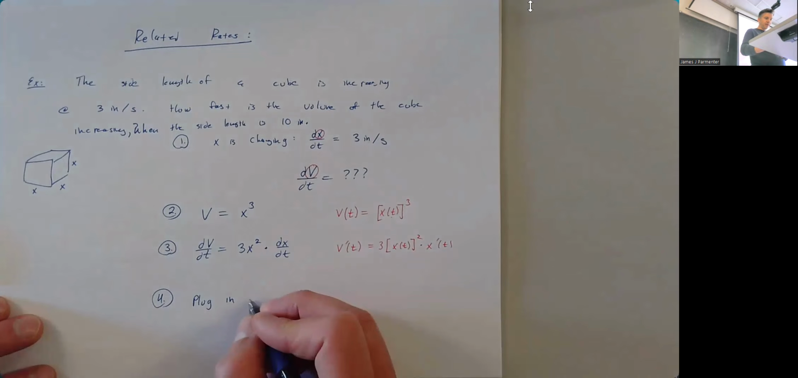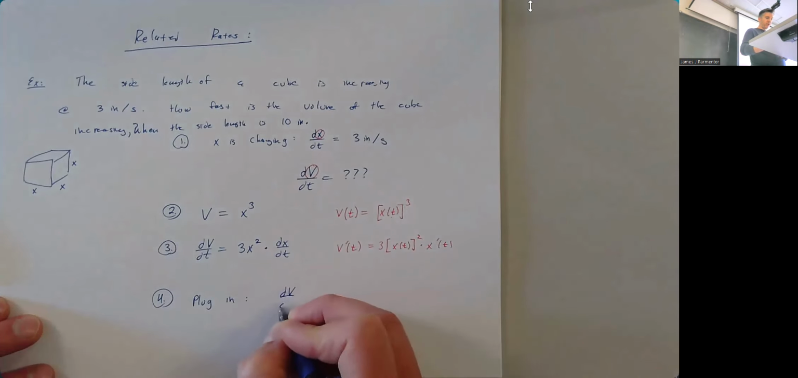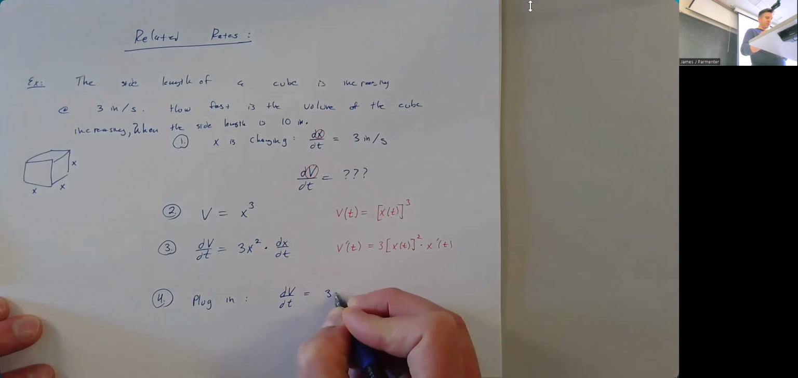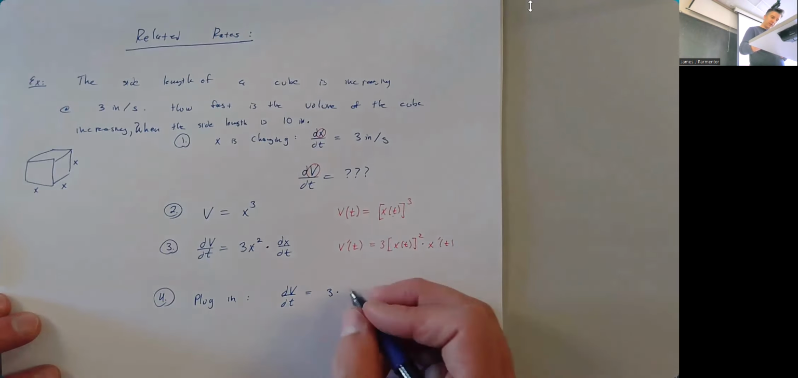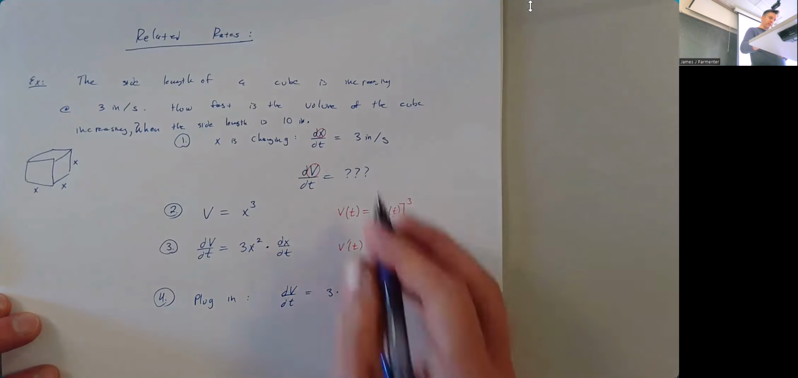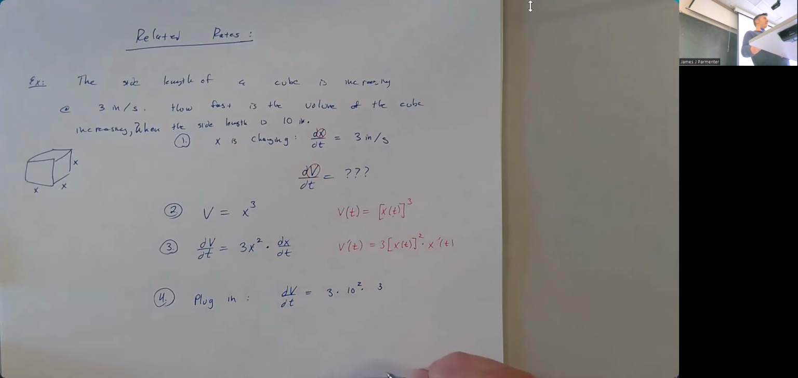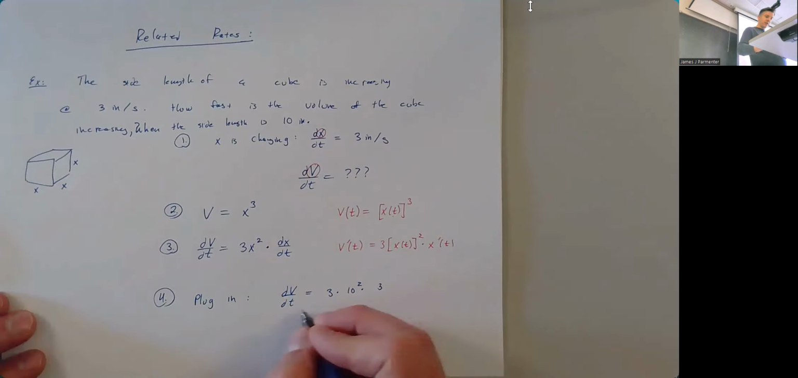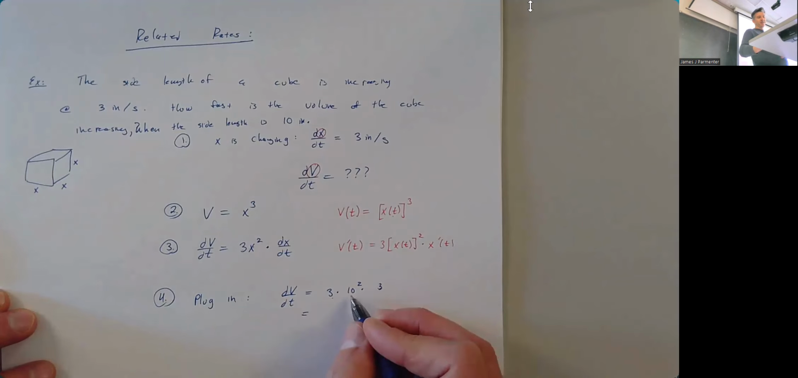So then we plug in and we get dV/dt, which is what we're trying to find. It's going to be 3 times 10 squared times dx/dt, which is 3, like that. I will point out that 10 is 10 inches, quantity squared. That 3 is 3 inches per second. So you get inches squared times inches per second, which is inches cubed per second, which is the right units for how a volume is changing, which is good to know. So we end up getting 3 times 3 is 9 times 100 is 900 cubic inches per second.